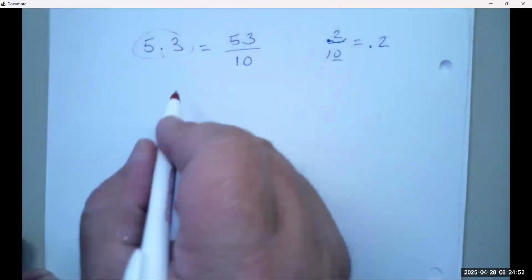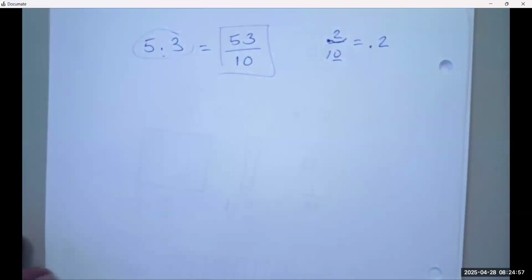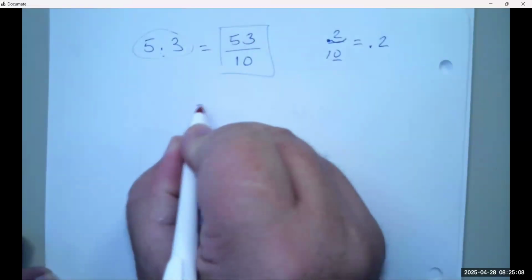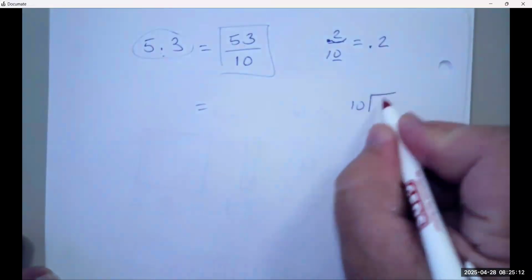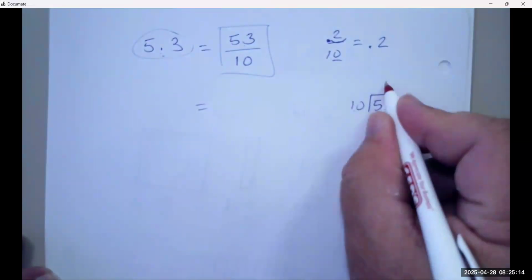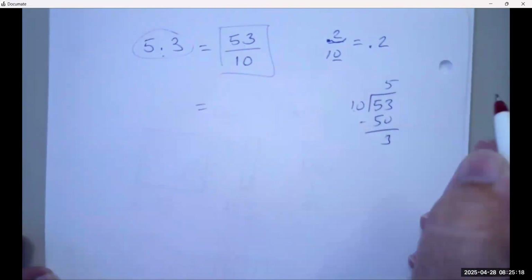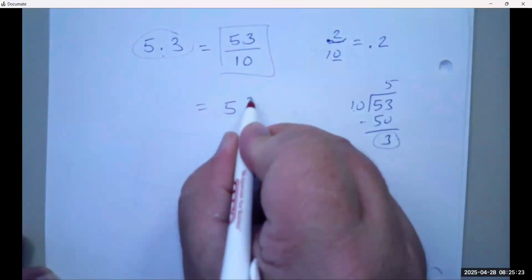So here we have, now, remember we talked about division. Is that a good answer? Oh yeah, this is improper because the bottom is smaller than the top. So how many times does 10 go into 53? 10 times 5 is 50 with 3 left over. So it's 5 and 3 over 10.